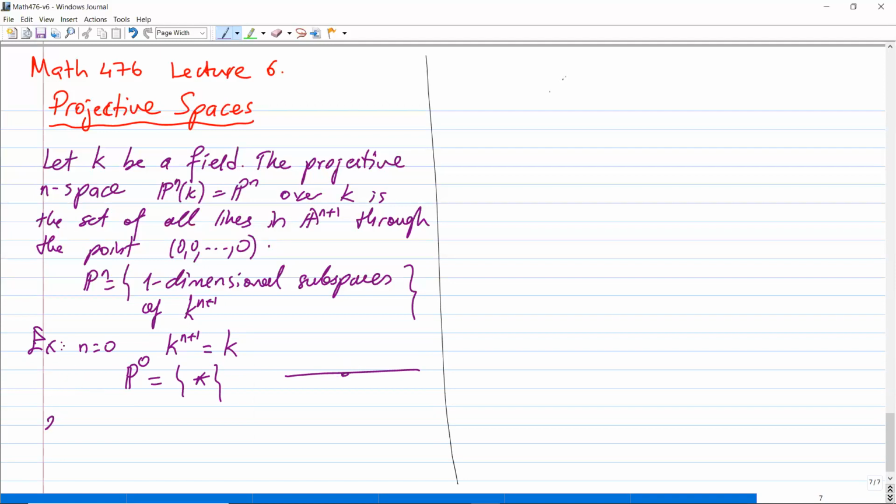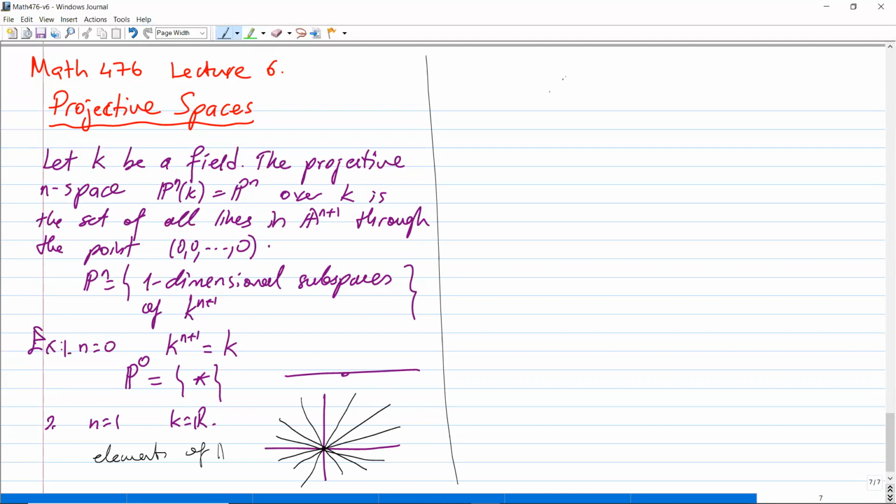And if n is equal to 1, for example, let's take K to be R again. Let's consider that we look at all lines. So in this case, the elements of P^1(R) are all these lines. All these lines represent a point in the projective space. So each one of these lines is an element in the projective space. Okay, next.